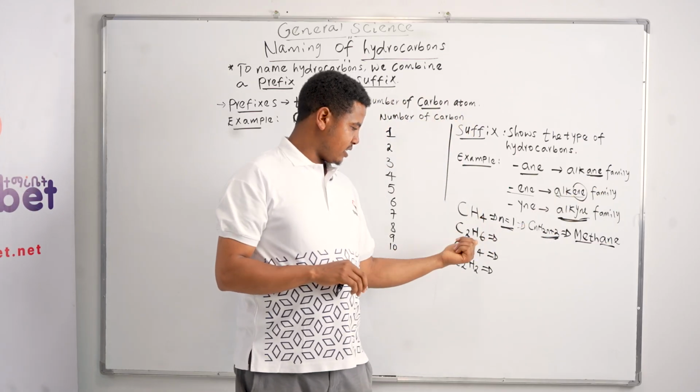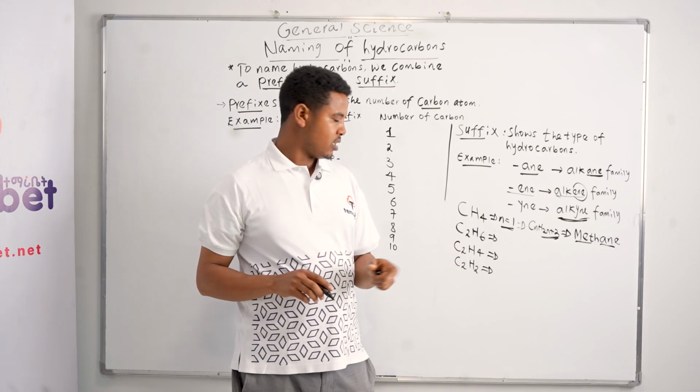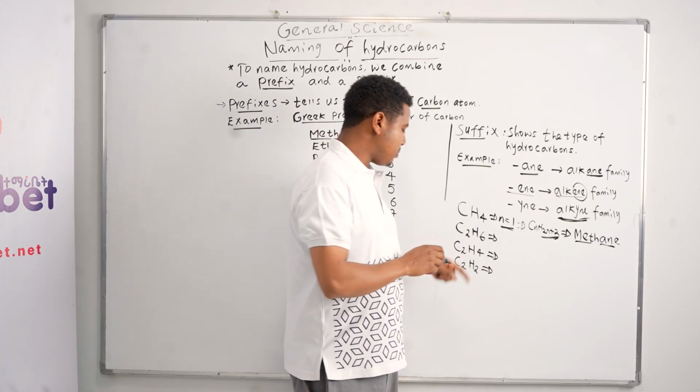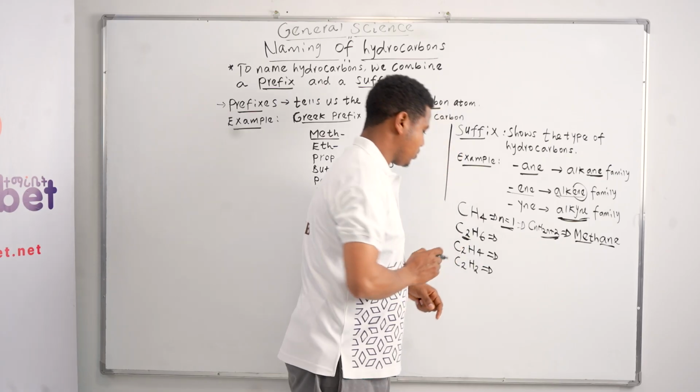The second one is here, C₂H₆. When you look here, the number of carbon atoms is 2.